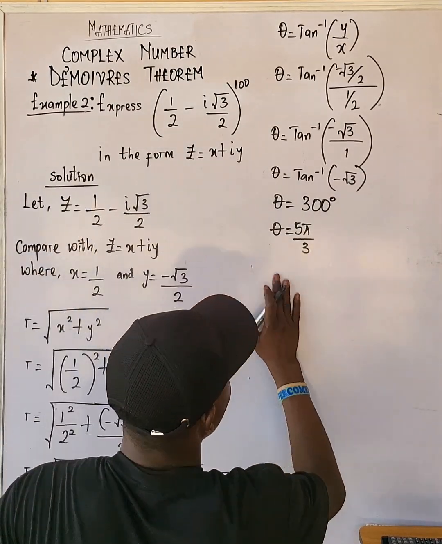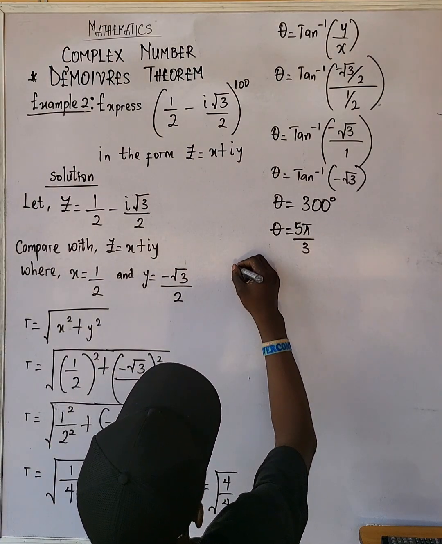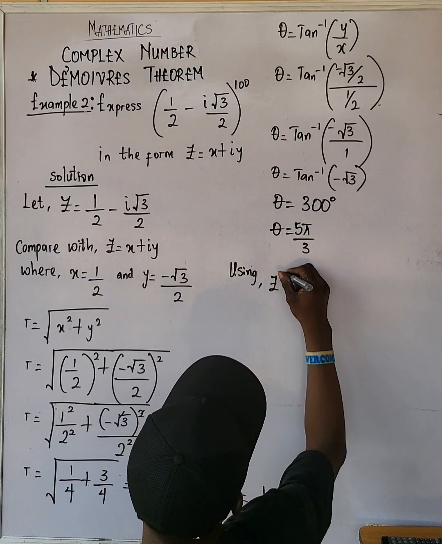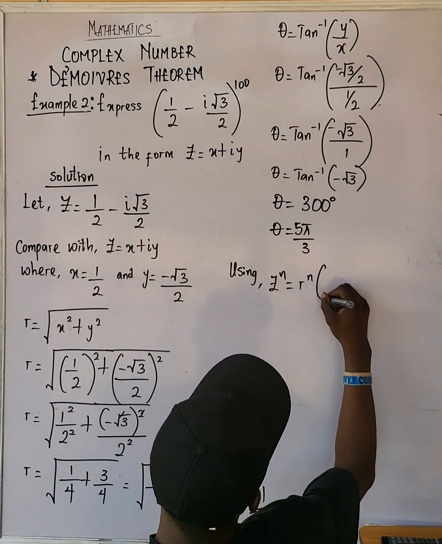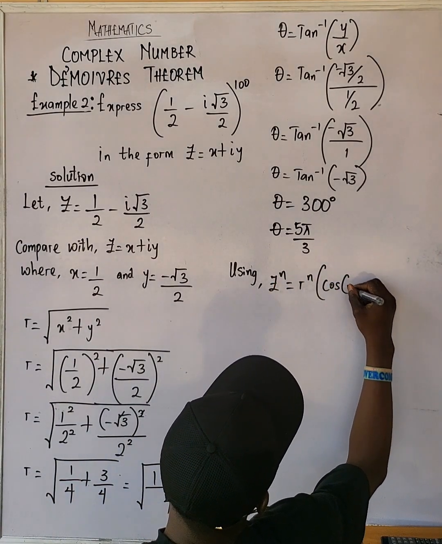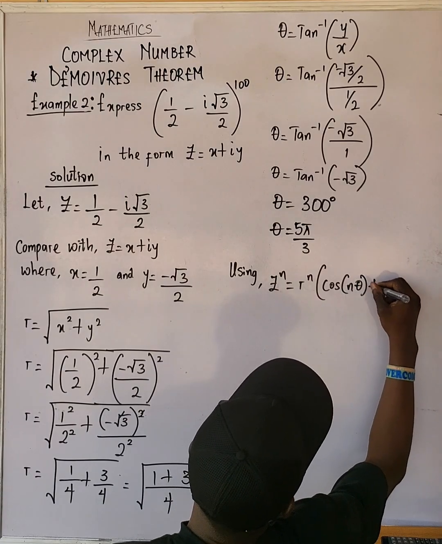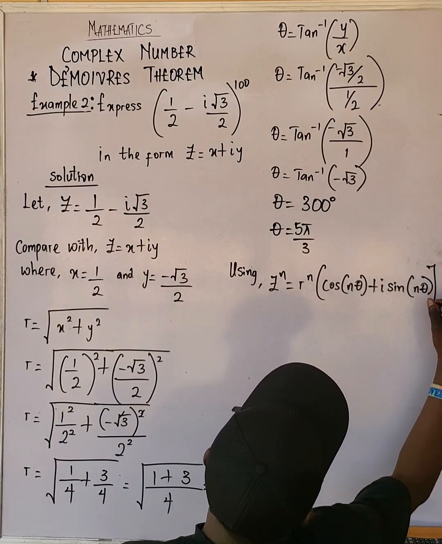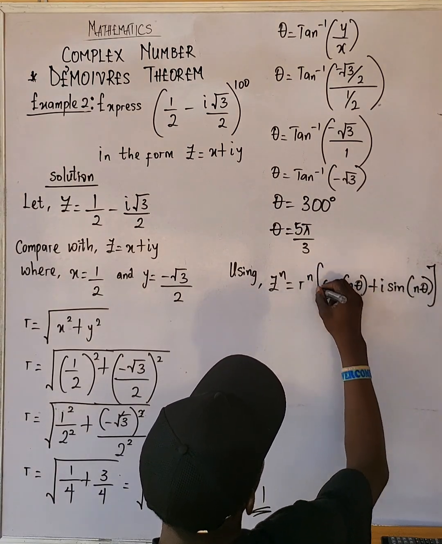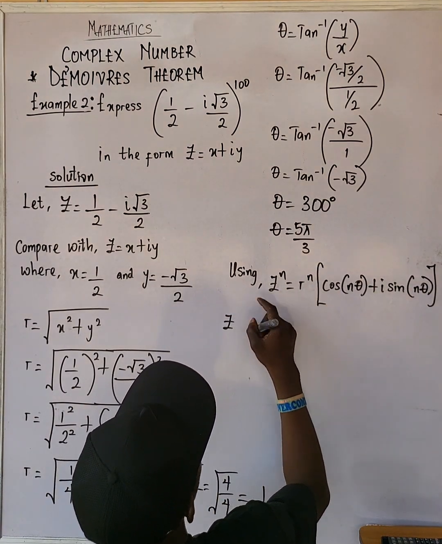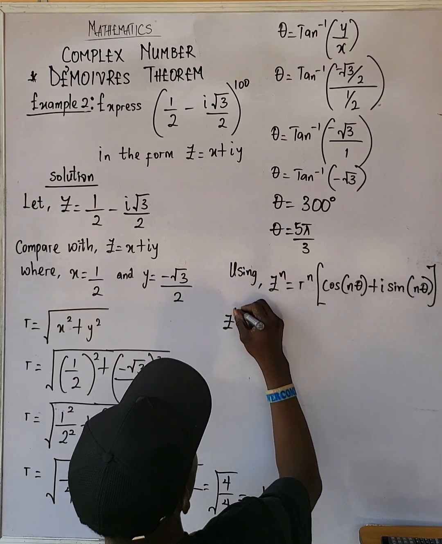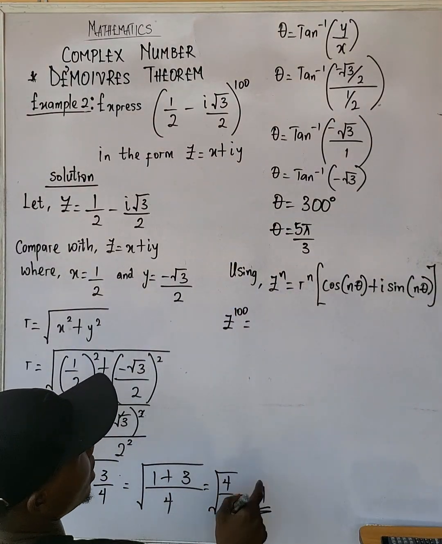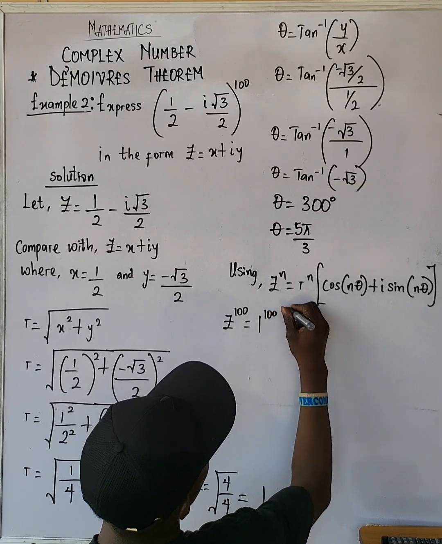Now, what do we now do? Let's just insert using the complex number. And what is the formula we are using? We are using the formula Zn equals r to the power of n, then cos n theta plus i sine n theta, right? This is the formula we are using. So what are we going to have? Z to the power, what's our n? Our n is 100. Equals, what do we get for r? Our answer for r is 1. So 1 to the power of 100.